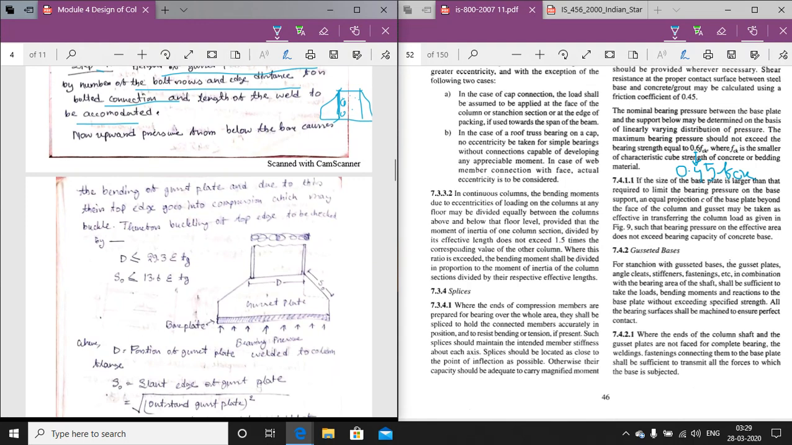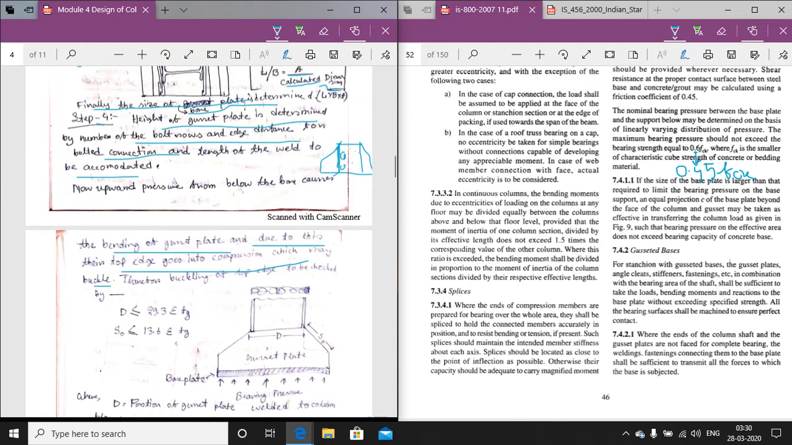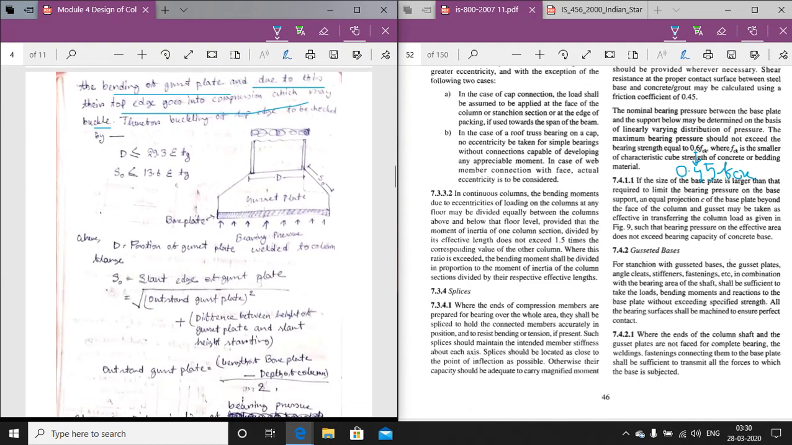Now upward pressure below the base causes the bending of the gusset plate, and due to this their top edge goes into compression, which may buckle. That means if it is a gusset plate like that, from the bottom a bending pressure is coming. Due to this bending pressure, this top portion will act as a compression member, and due to this it will try to buckle. So a buckling check has to be done in step 4. Therefore the buckling of the top edge is to be checked.